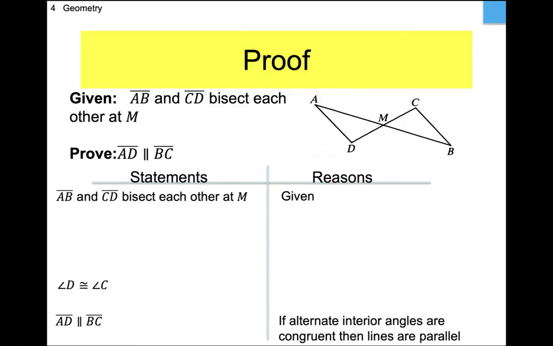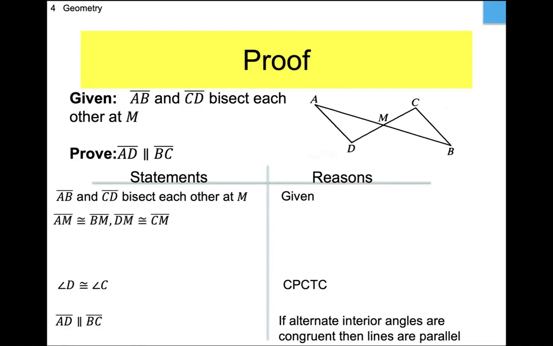So once again, I can actually put CPCTC there because I know that's going to be true. So I simply need to show that the two triangles are congruent. All right, so how am I going to do that? Well, you can either look at the picture first or you can look at the given. It doesn't really matter which one.